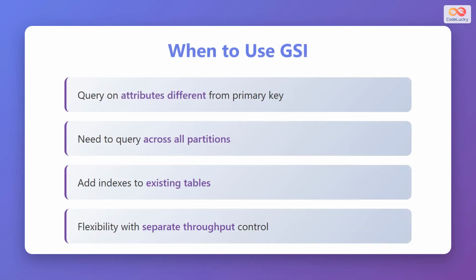So when should you use a global secondary index? Use a GSI when you need to query on attributes that are different from your primary key. They're ideal when you need to query across all partitions in your table, rather than being limited to a single partition. GSIs are also your only option if you want to add indexes to tables that already exist. Additionally, if you need flexibility with separate throughput control, perhaps because certain queries have very different access patterns, GSIs give you that independent capacity management.